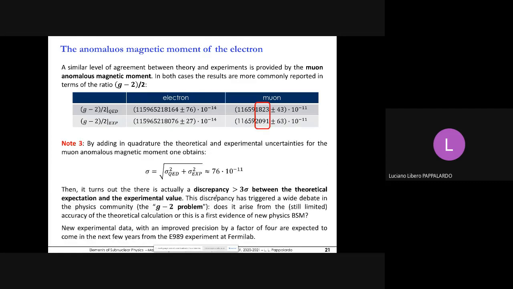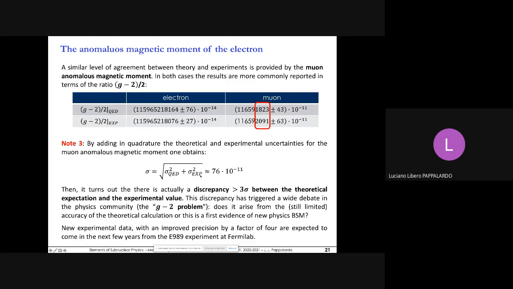So let me stress again now the comparison between theory and experiment for the muon anomalous magnetic moment. Okay, so indeed the two are not completely equal. There is some difference here. So let's see now if this difference is significant or not compared to the uncertainty. So let's do the most simple thing one can think of. Let's just add in quadrature the theoretical uncertainty and the experimental uncertainty.